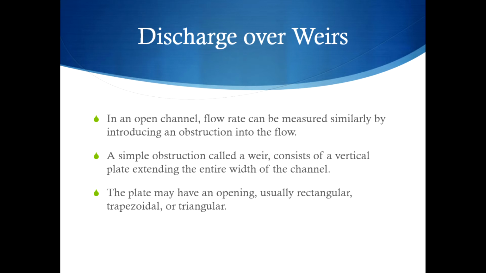So, discharge over weirs. In an open channel, flow rate can be measured similarly by introducing an obstruction into the flow. A simple obstruction called a weir consists of a vertical plate extending the entire width of the channel. The plate might have an opening, usually rectangular, trapezoidal, or triangular.